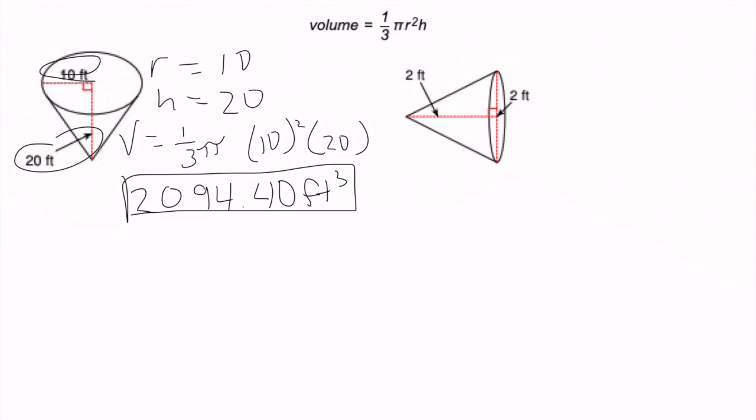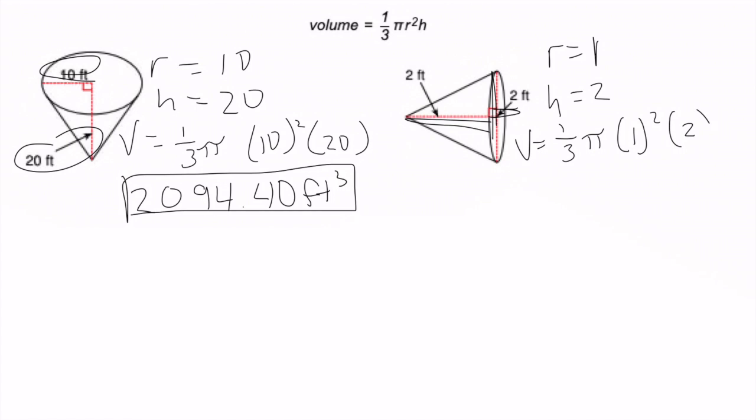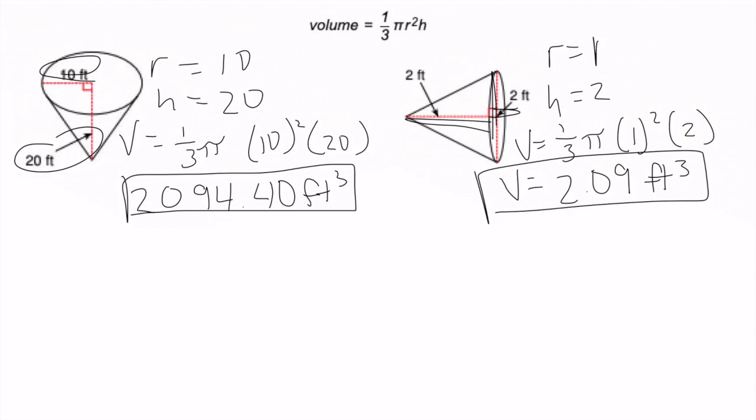All right, so in this one, our radius is going to be half of this 2 feet, so that means it's 1 foot. And our height is 2 feet. So volume equals 1/3 pi times our radius of 1 squared times our height of 2. Plug that in, we get a volume of 2.09 feet cubed. So go ahead and try these next few on your own.